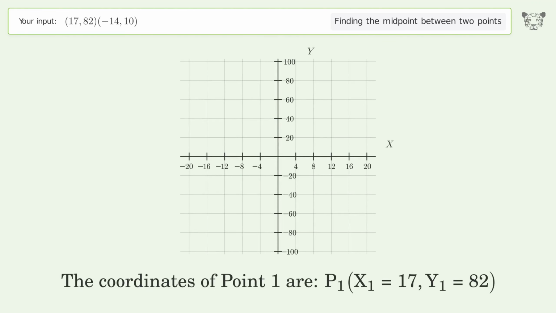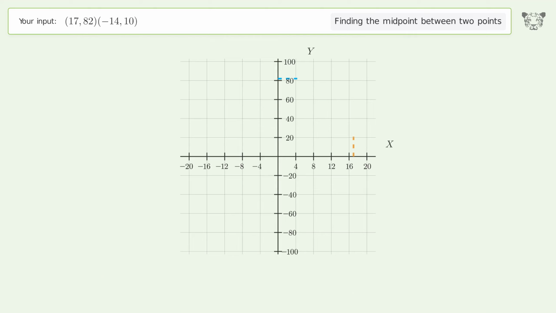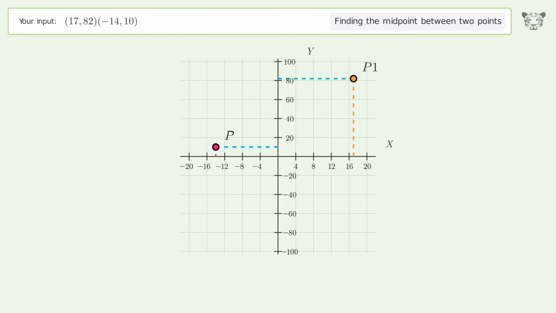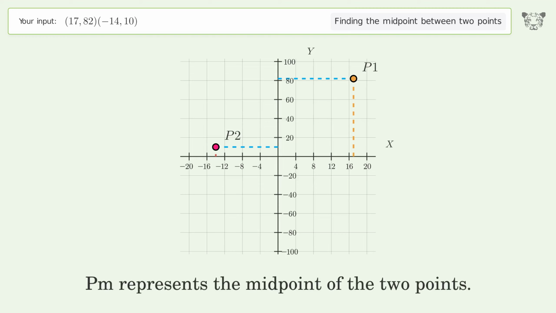The coordinates of point 1 are, x1 equals 17, y1 equals 82. The coordinates of point 2 are, x2 equals negative 14, y2 equals 10. PM represents the midpoint of the 2 points.